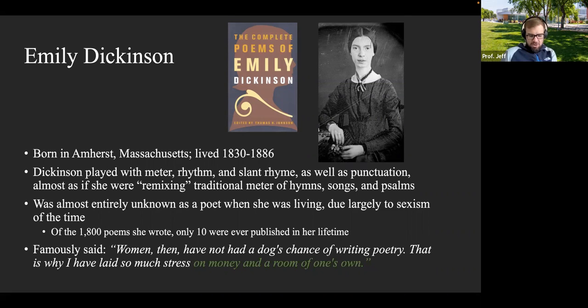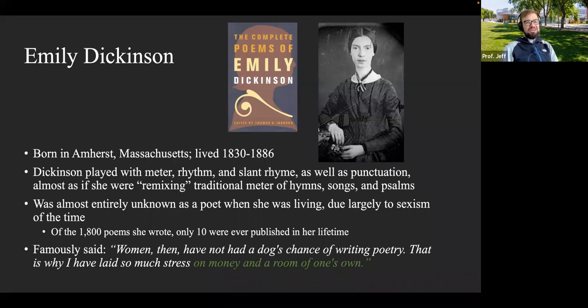Now, as I say in the third point, she was almost entirely unknown as a poet when she was living, due largely to sexism, right? Women really were not believed to be good artists, right? It was not believed that women could be successful poets. And she was not allowed to read her poetry or publish her poetry. And as it says here in the bullet point below, she wrote over 1,800 poems and only 10 were ever published in her lifetime. But of course now, you know, 2022, she is absolutely one of the most important and beloved and respected poets in American history.